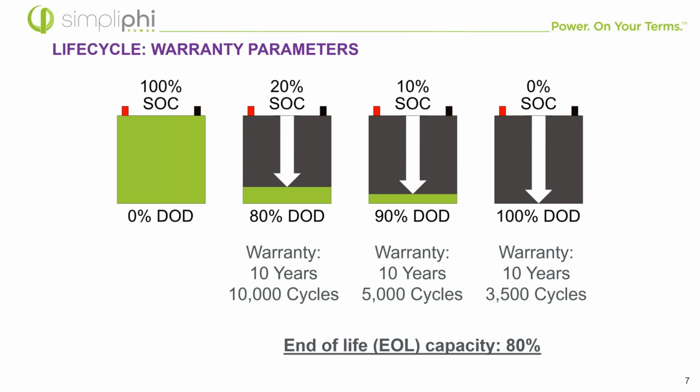You'll also see a term end of life, or commonly in a warranty, it'll just be referred to as EOL. What this is really talking about is what the battery's warranty capacity will be at the end of the warranty period. So at 10 years, 10,000 cycles, we're guaranteeing that the EOL, or the remaining capacity, will be 80% of the battery's original capacity.